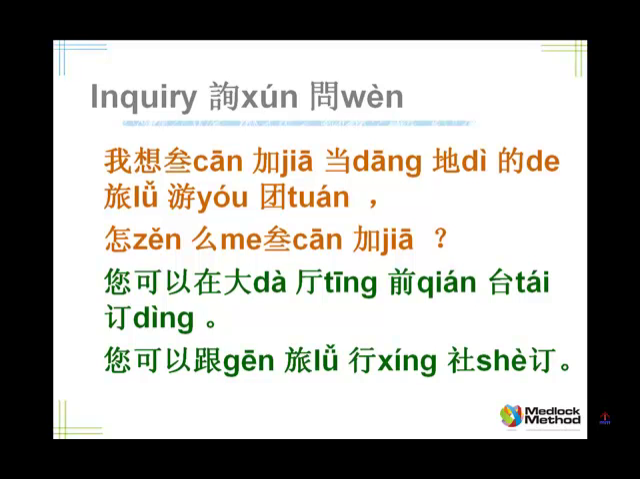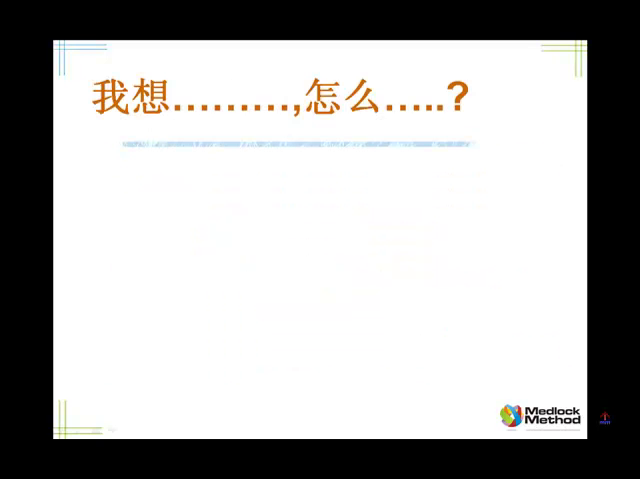您可以跟旅行社订。Now, we'd like to practice the sentence pattern, 我想。What do you want to do? I'd like to do something. And how do I do it? 怎么? The first sentence we'll have a stab at is, I'd like to go to the train station. How do I go? Can you please remind us, Qiu Laoshi, what's the Chinese for train station? 火车站. Ask me, I'd like to go to the train station. How do I go? 我想去火车站，怎么去?